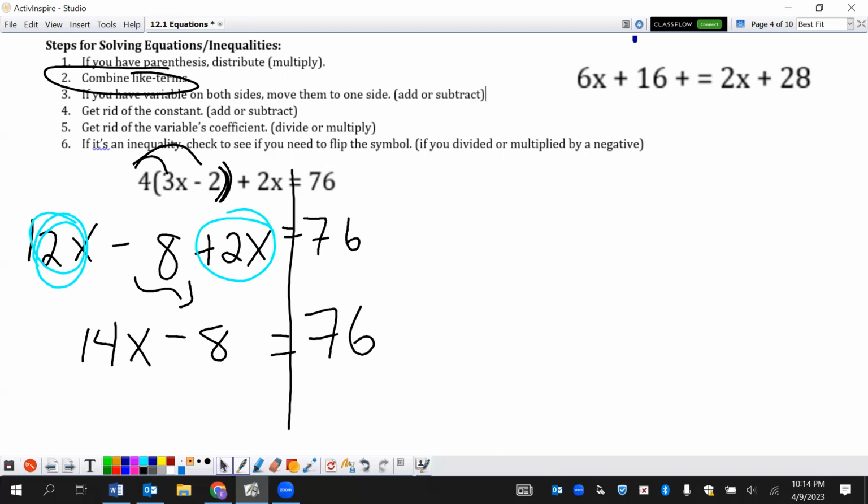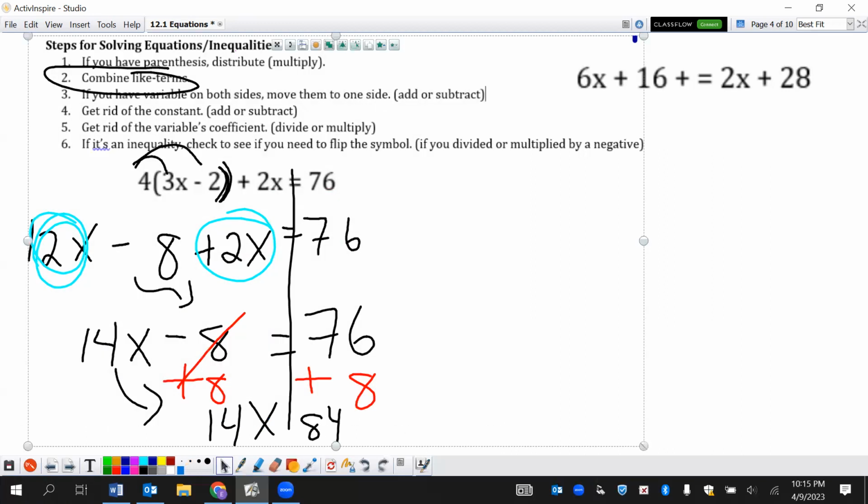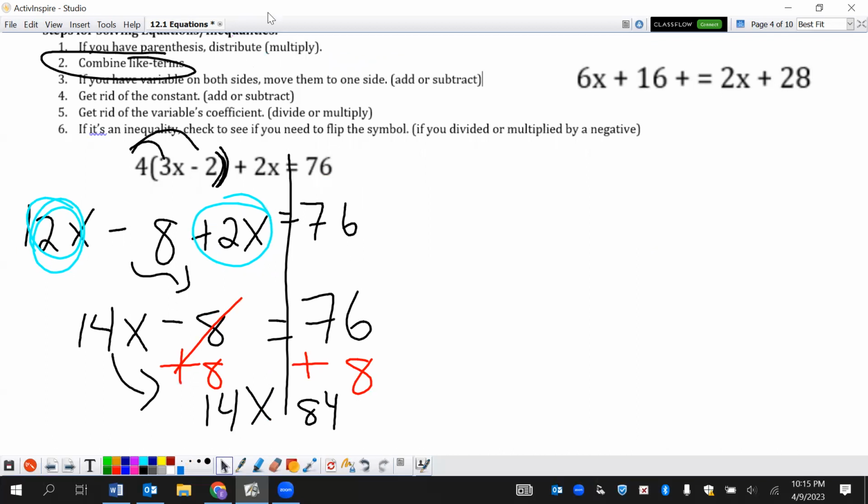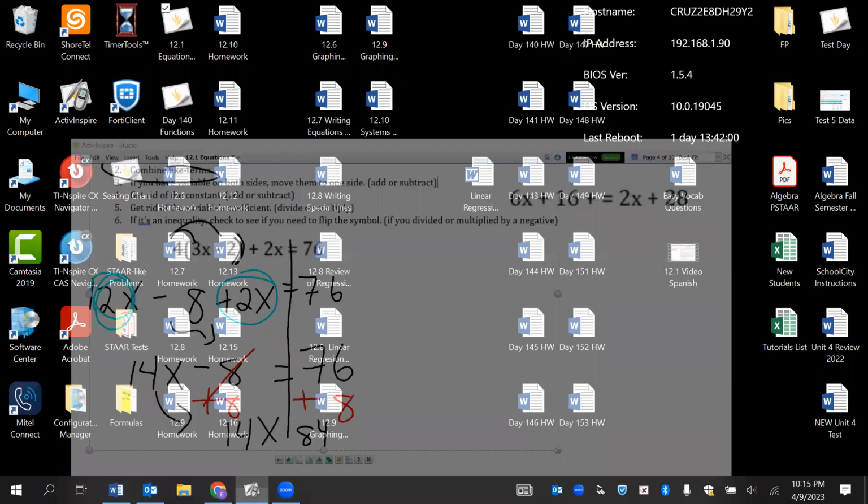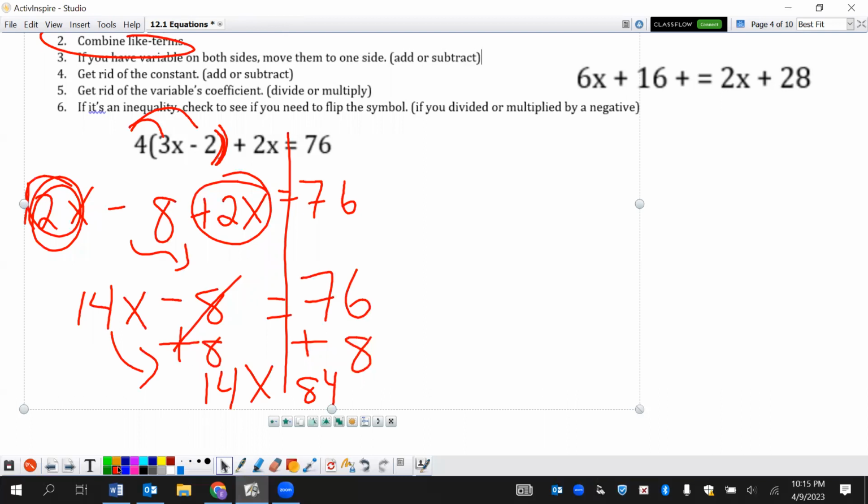Now I can start canceling things out. First, the constant, opposite of minus is plus. So I'm going to add 8 to both sides. 76 plus 8 is 84. Bring down the 14x. And then whatever number you have left with the x, it is the number that you divide. And so I'm going to divide that 14 on both sides.